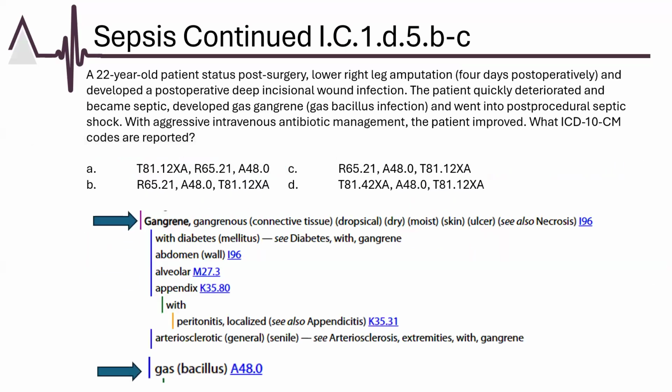For the systemic infection, look in the alphabetic index for gangrene or gangrenous, directing you to A48.0. Code R65.21 for severe sepsis with septic shock is not reported, which is indicated in the guideline 1C1D5C. And our answer is D. There is no mention of other acute organ dysfunction. So the answer is D.